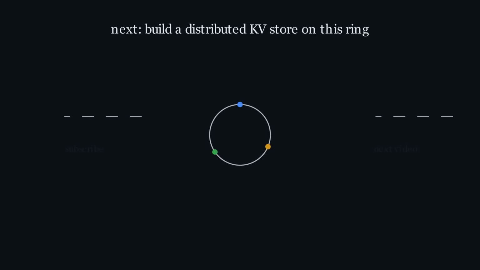Next time, we take this ring and actually build a distributed key value store on top of it. Replication, failure detection, the works.